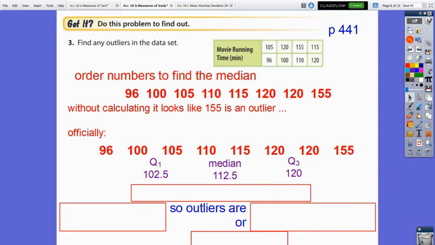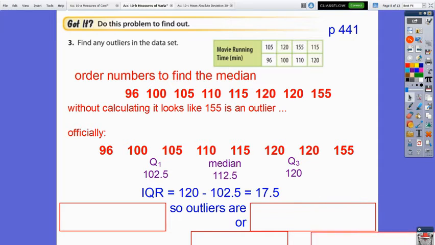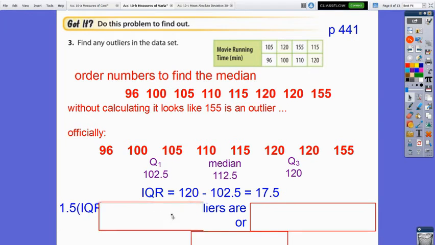So Q3 is 120. Your interquartile range then is 120 minus 102.5, or 17.5. So this is your interquartile range. To determine outliers, we look at 1.5 times the interquartile range. That's 26.25, 1.5 times 17.5.